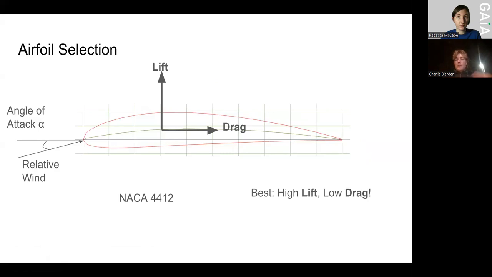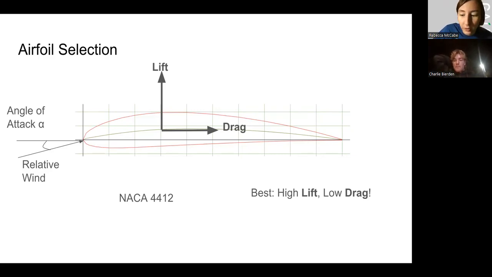And so yeah, when you're choosing which airfoil to use, there's a lot of different shapes. These are all defined by your NACA number, which tells you the chord, how arced it is, and the maximum camber, the width.